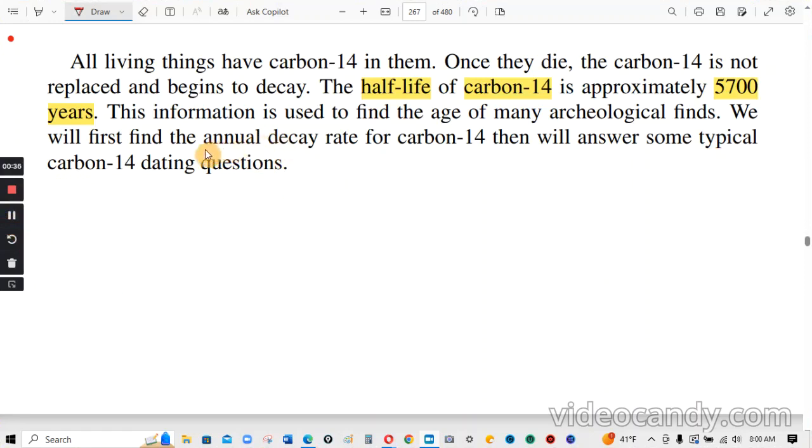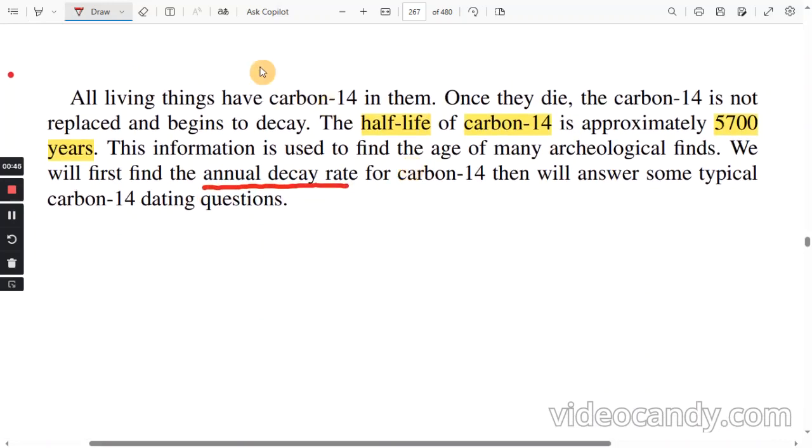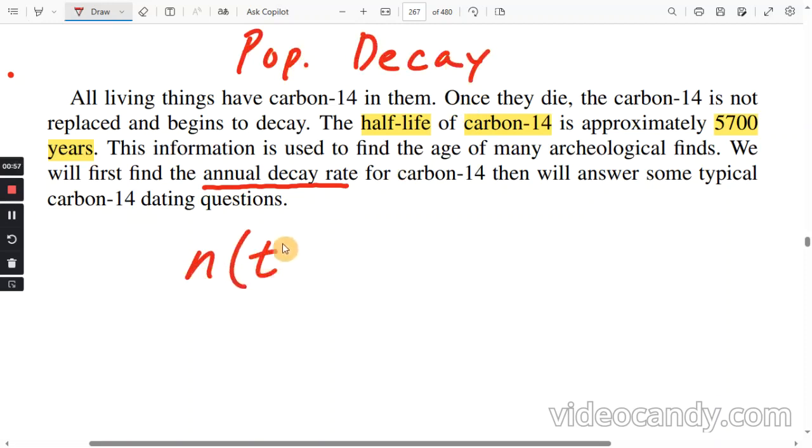All right, so let's find the annual decay rate. So we have a population decay. Population decay. So we're going to use N of t equals N sub 0 times e to the negative rt. All right, if it were a growth, it would be positive rt.